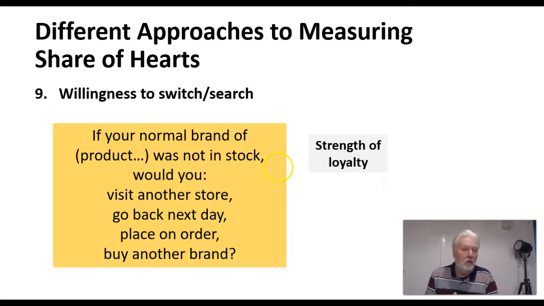The choices are: I'll shop around and visit another store; I'll come back in a few days when it's back in stock; I'll tell the shop, if it's a shopping type purchase rather than a supermarket, to put my name down and call me when it comes in; or I switch. For convenience products we buy from a supermarket, most likely we're going to switch. However, beyond that, we want to see brands where consumers are very loyal, willing to wait, and not even going to consider another brand.